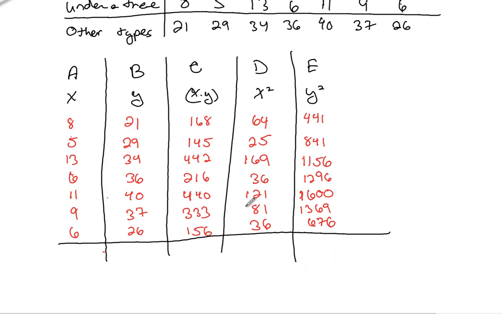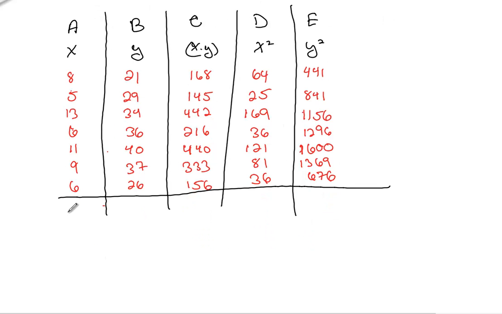So I now have each of my columns filled out. The next step is to sum these up. So I want to get the sum of each column. I'm going to take 8 plus 5 plus 13 plus 6 plus 11 plus 9 plus 6, and I'm going to get 58. And I'm going to do the same thing, 21 plus 29 plus 34 plus 36 plus 40 plus 37 plus 26, and I'll get 223.